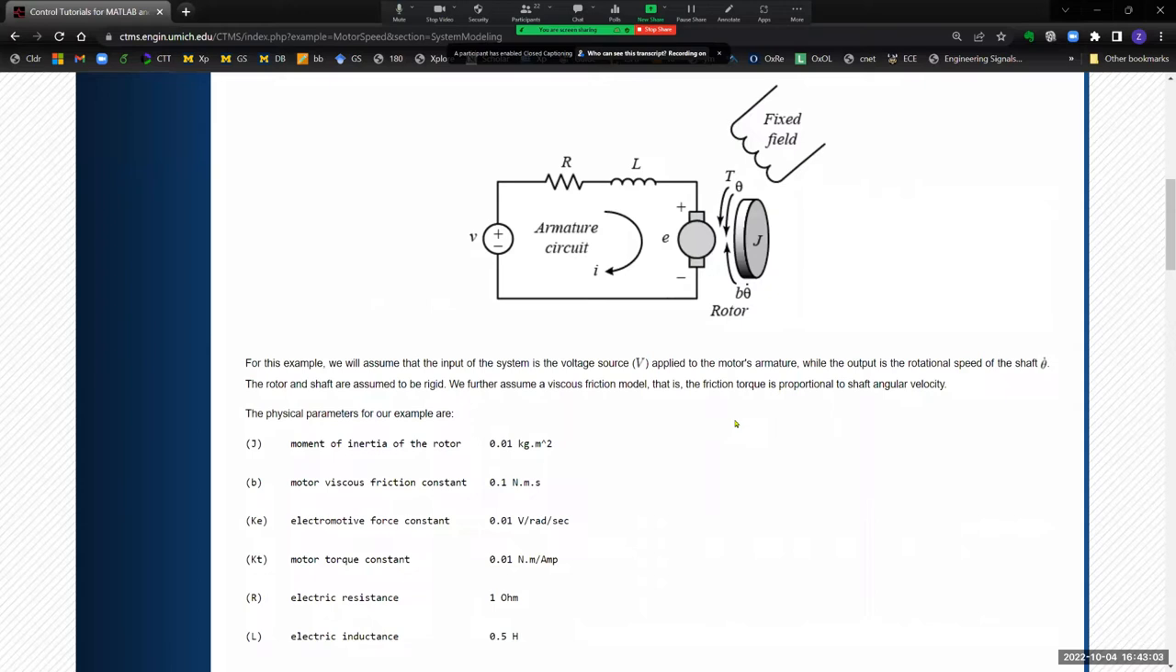We're all electrical engineering students. This is our bread and butter.